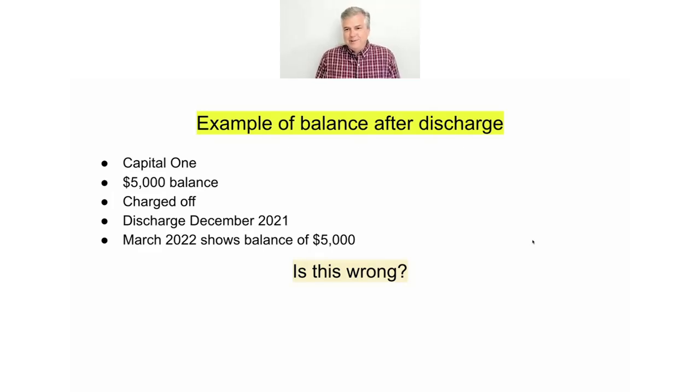And yeah, John says it's wrong. I mean, it shows a $5,000 balance. The reason it's wrong is I don't owe the money anymore. There's that discharge order. Okay. There's no way Capital One can say I owe the money.